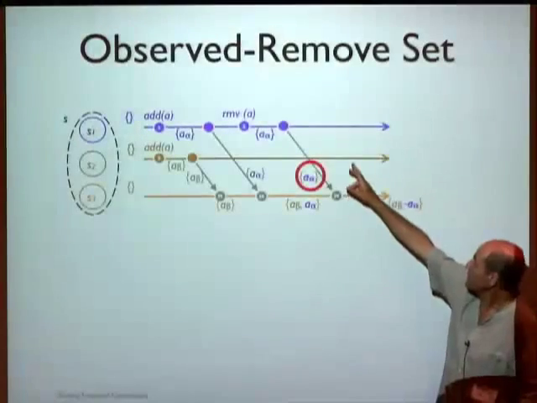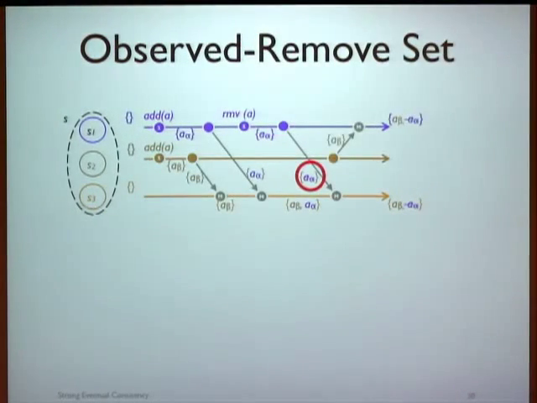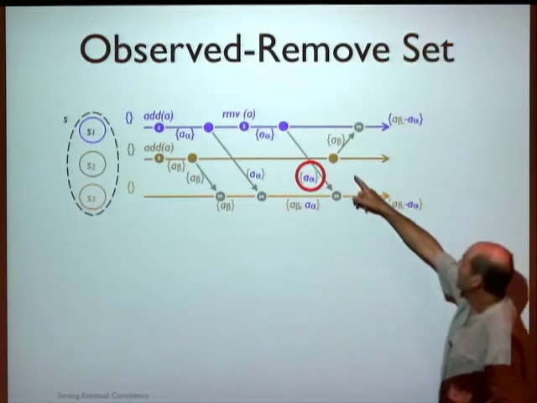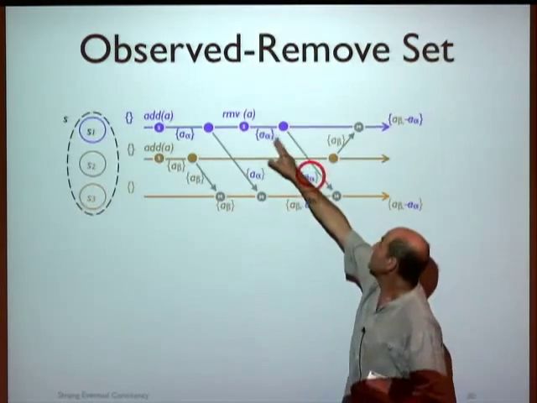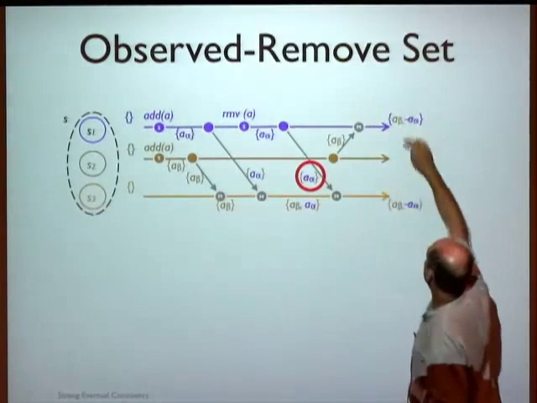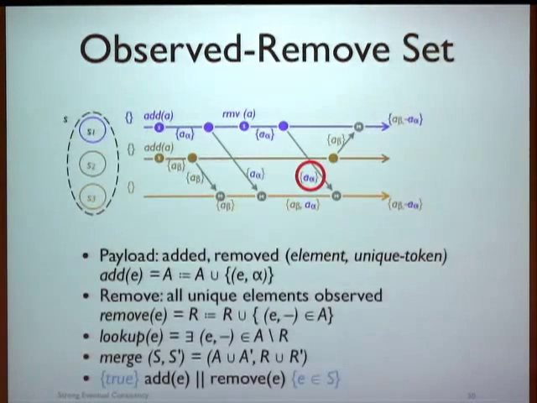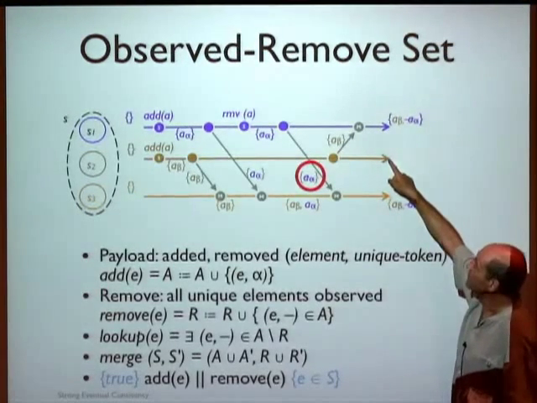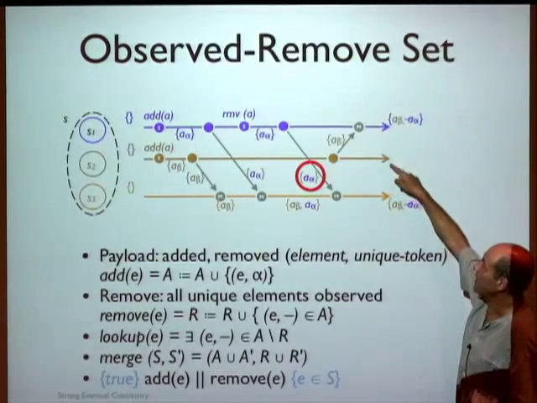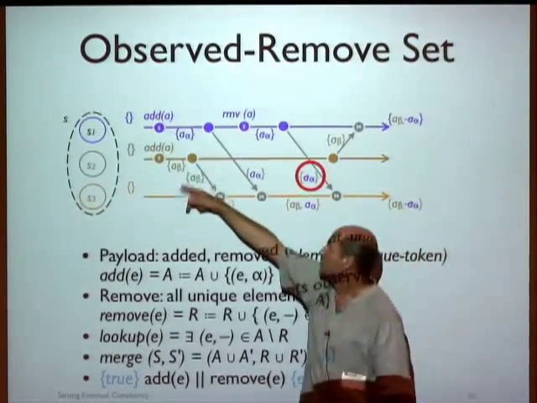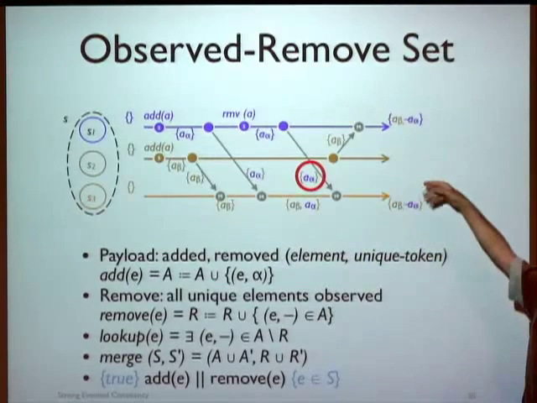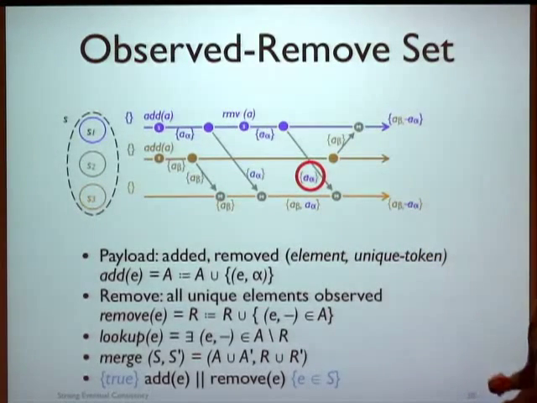Now I want to show that this is going to converge. Let's say that this state is going to be propagated, and now you take the union, and that's what you get. So you have the same state in both cases. This replica so far has not seen the deletion yet. He's only seen the add A beta. But eventually he will receive the same information, and he will converge to the same state.